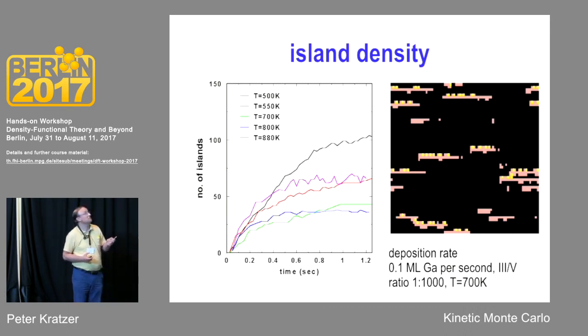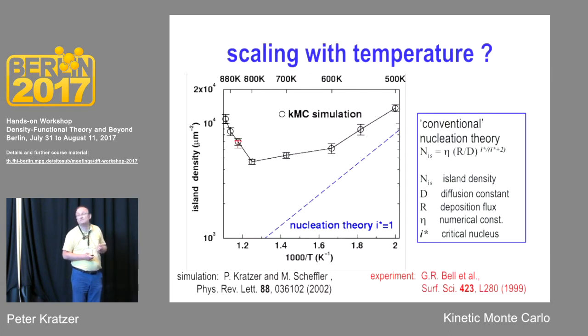And you see that the saturation value depends on temperature. Monotonically, but not quite. I mean, here you see at 880, the island density increases again over 800. So one can put this island density in an Arrhenius plot. This is what you do in this field. You have here the logarithm of the island density, and here you have 1 over temperature, or 1000 over temperature. And then the simulations give me this curve here of the island density.